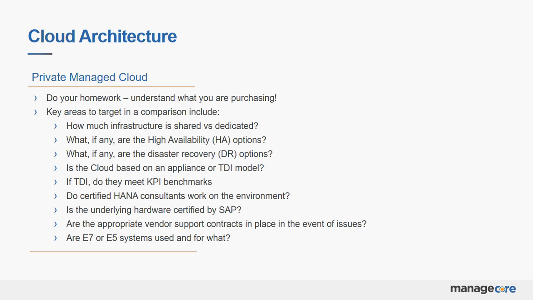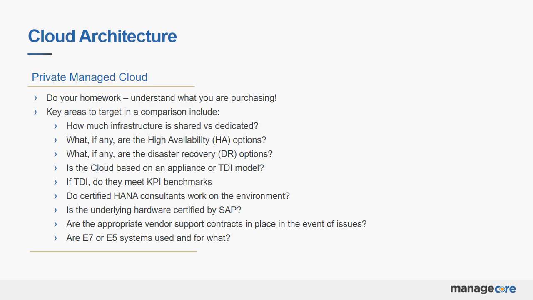Again, to reiterate, do your homework and understand what you are purchasing. There's different flavors, and each one could be different depending on your business case. I would say the key areas to ask when you are comparing are, is the infrastructure shared or dedicated? Are you an appliance model? Are you TDI? Where really is their infrastructure when it comes to what you're purchasing? And do they have HA and DR options? Some may not. And what does that mean from a pricing standpoint and architecture standpoint? And make sure they meet the KPIs.